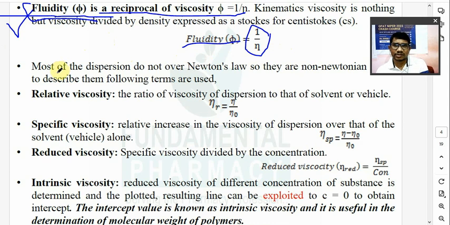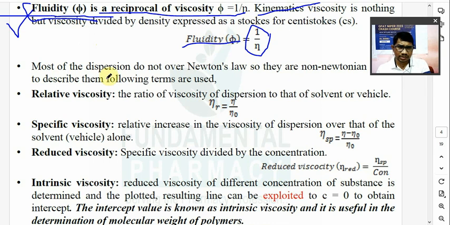Now kinematic viscosity is nothing but the dynamic viscosity divided by density. Kinematic viscosity क्या होता है? Viscosity divided by density. Fluidity क्या होता है? 1 by viscosity, that is the reciprocal of viscosity.